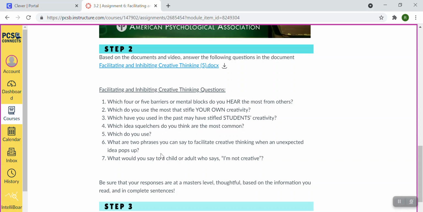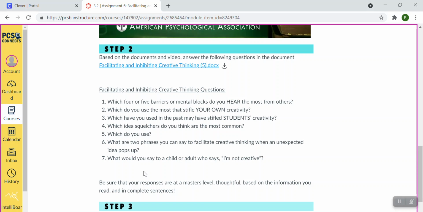Do it with, it says at least 2. You can do more than 2 in this response. It really helps you think and twist your thinking in a more positive way, or a way that encourages that critical out of the box thinking. And then 7, what would you say to a child or adult who says, I'm not creative?